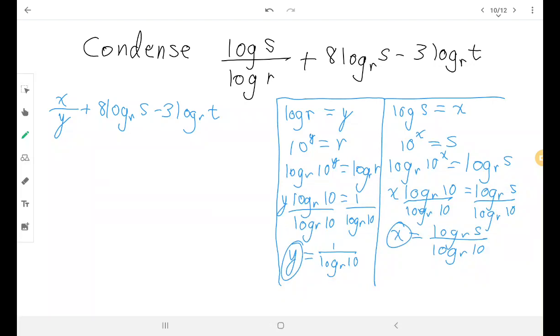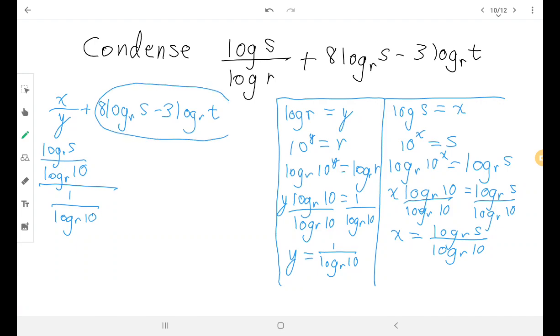So now I have my x over y that I can write in terms of log base r. This is log base r of s over log base r of 10 over 1 over log base r of 10. And we'll clean that up here in a minute, but I am going to focus on doing some stuff with this. I can make those exponents. So log base r of s to the 8th minus log base r of t to the 3rd, and then I can condense this subtraction into division, and I can turn this division into multiplication by reciprocal.